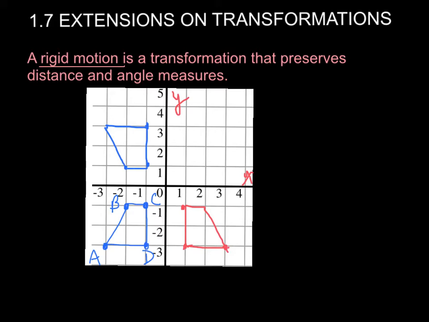Now, if you moved it to either one of these, for example, this would be A prime, B prime, C prime, D prime, and so on. So this one right here is called the pre-image, and this is called the image. They preserve distance and angle measures. So this is review. None of this is new stuff for you. So let's introduce an extension to this. Let's make it harder.